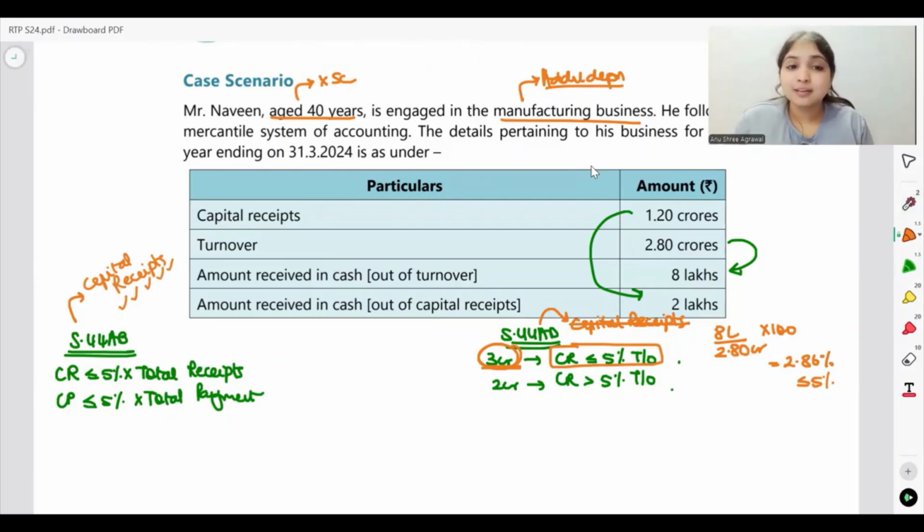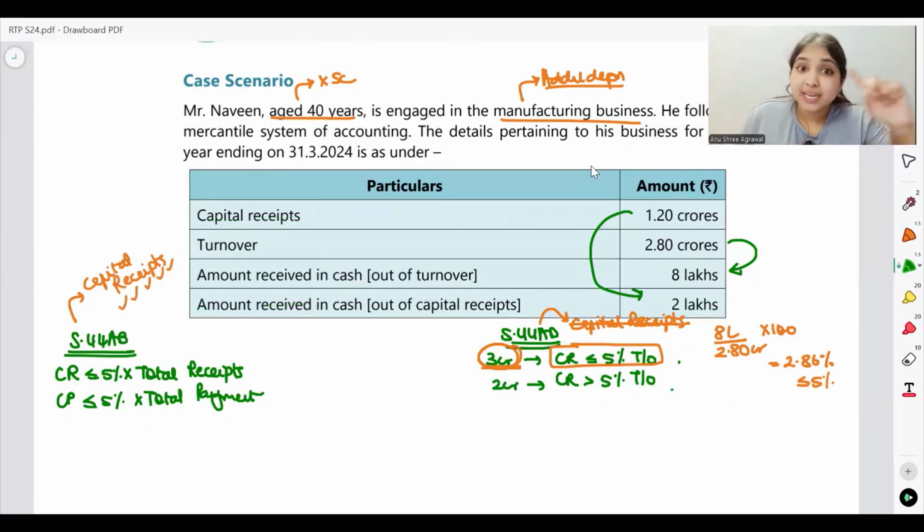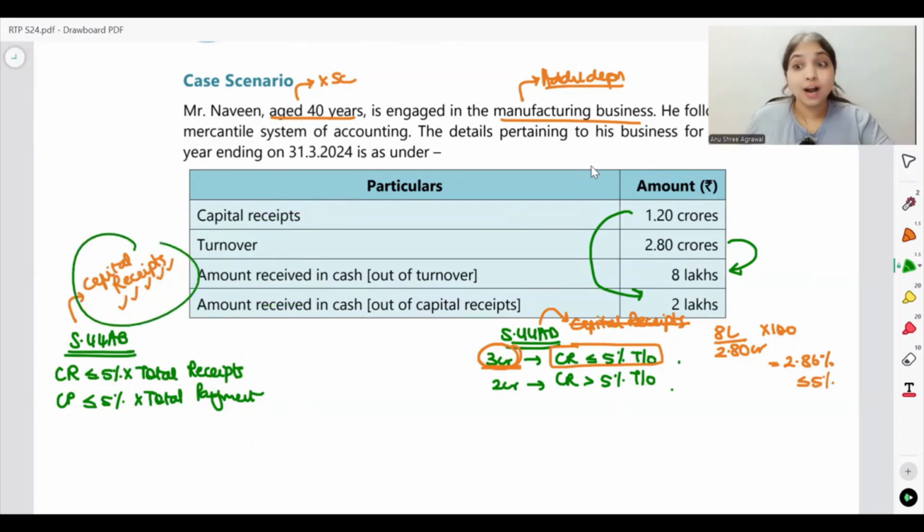Yes. So this is why I was stressing upon this point again and again that in 44AD you're looking at 5% of turnover. Which means in 44AD your capital receipt points are going to be literally useless for you. You will look at only the turnover point. But in 44AB you're looking at total receipt. Total receipt indicates you are looking at capital receipts as well. Did you get this point?